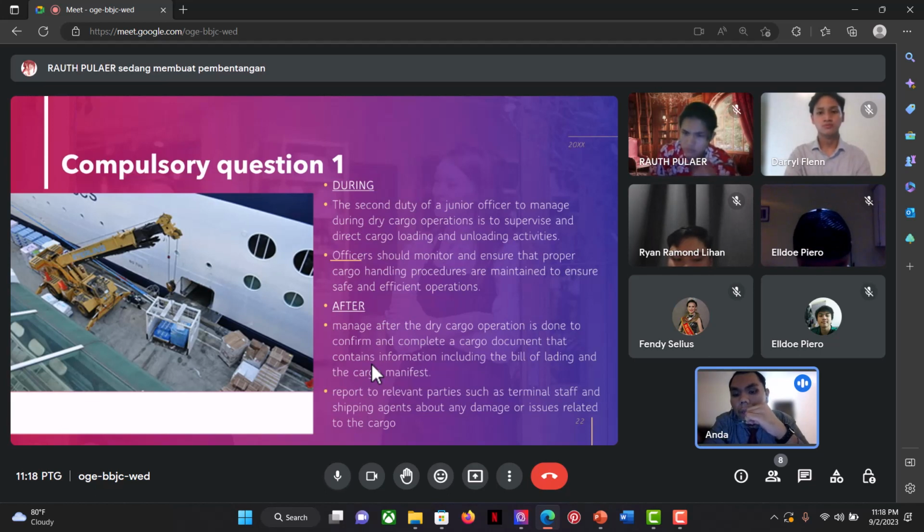And finally is after operation. After the dry cargo operation is done, confirm and complete cargo documents that contain information including the bill of lading and the cargo manifest. And lastly, report to relevant parties such as terminal staff and shipping agent about any damage or issue related to the cargo of the customer.